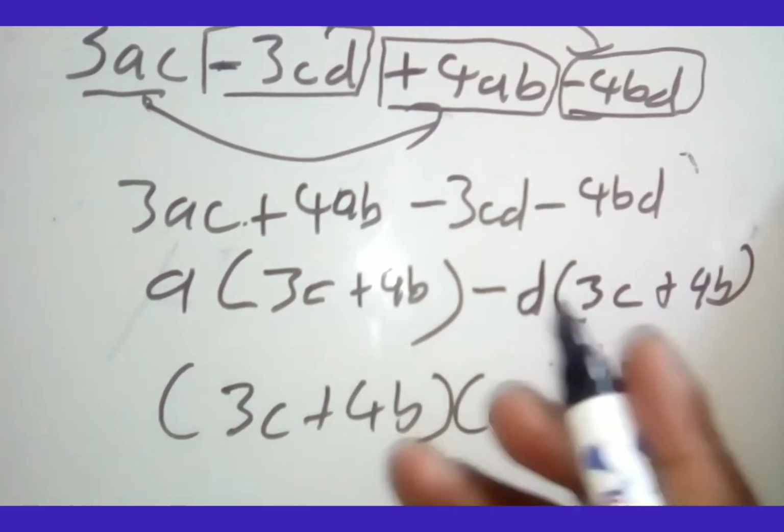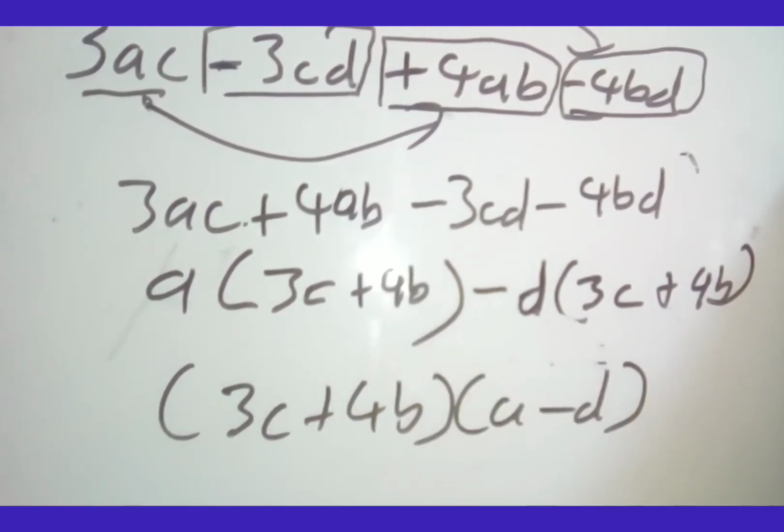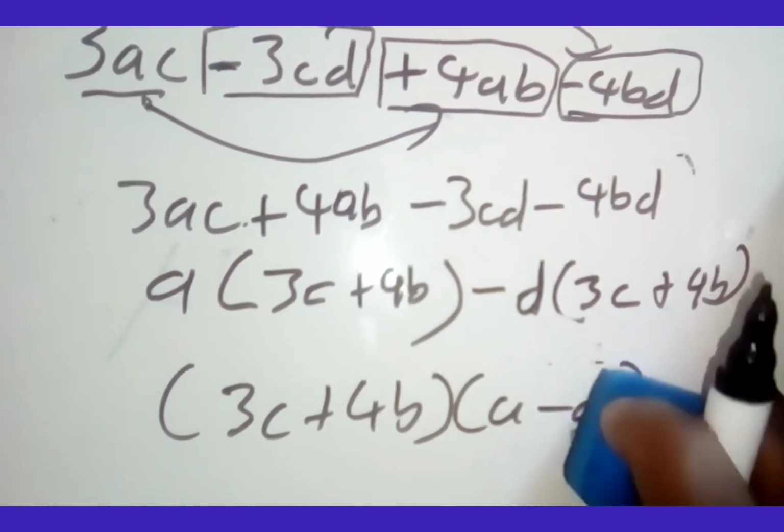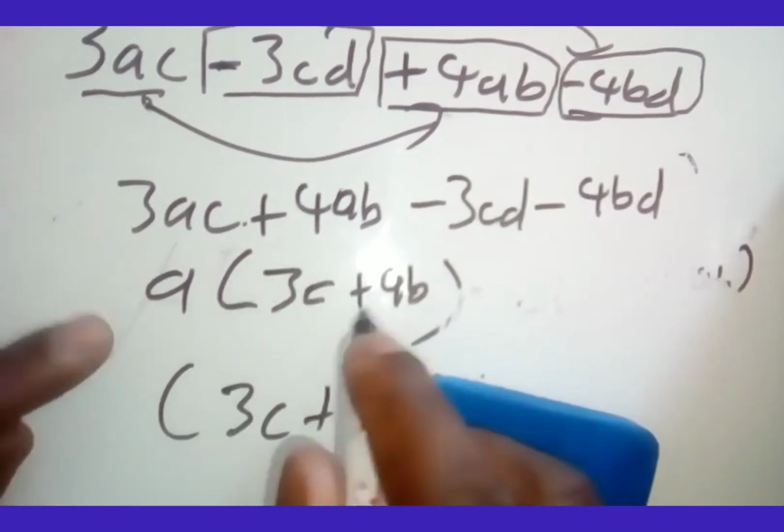So at times we can group them anyhow. Then there are other situations where we can't group them anyhow. Maybe when we group the first pairs, there won't be common factors, but when we group the other ones, there will be common factors. So usually we group them in such a way that we'll be able to factorize part by part.